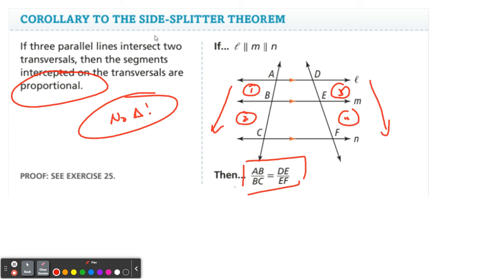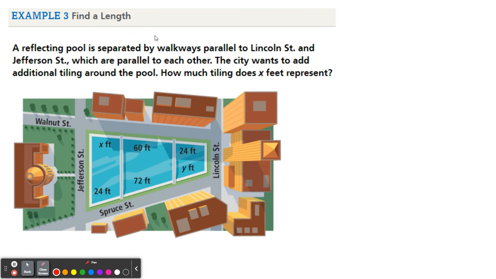Okay, so last problem on this video. Let's take a look here. It says a reflecting pool is separated by sidewalks parallel to Lincoln Street and Jefferson Street, which are parallel to each other. The city wants to add additional tiling around the pool. How much tiling does X feet represent? So here's X feet, so we're looking for this amount of tile. They said that the walkways are parallel to each other and Jefferson and Lincoln Street. So we have this parallel lines idea from before. So we can go down this side, we can go down this side, and just use the little ones. We don't need this piece right here.